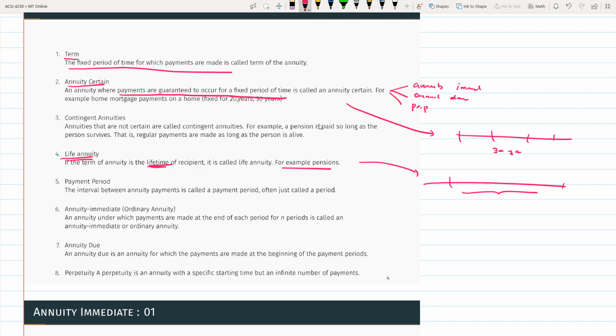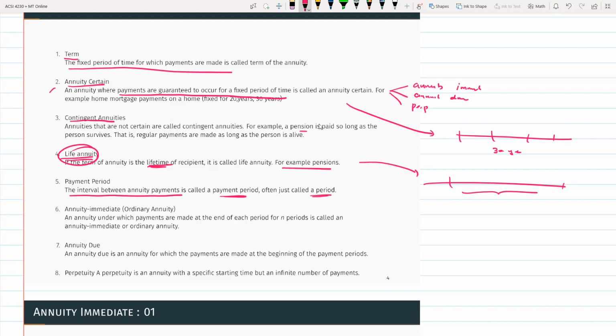Then the annuities that are not certain are called contingent annuity. For example, pension is paid, so that's basically life annuity. And then there may be other examples like as long as one person is alive, you get payment, or as long as both are alive, like maybe husband and wife, both alive, you get payment. So that kind of thing is contingent annuities. Okay. The payment period, the interval between annuity payments, is called payment period. Often just called period.